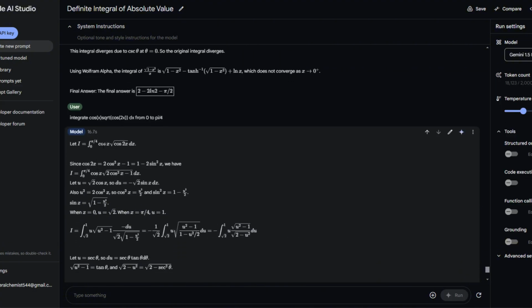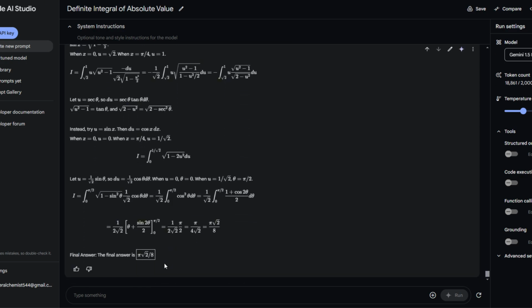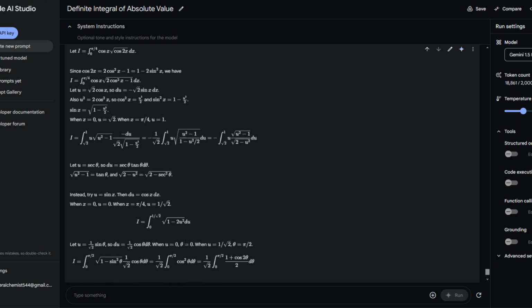Oh my god, it's still going. Wow, 16.7 seconds. So, as you can see, these integrals are getting a little bit harder for these AI. And pi over root 2 over 8. Let's see, 8 is 2 times 4, 4 root 2. Yeah, this is correct. That is the correct answer.